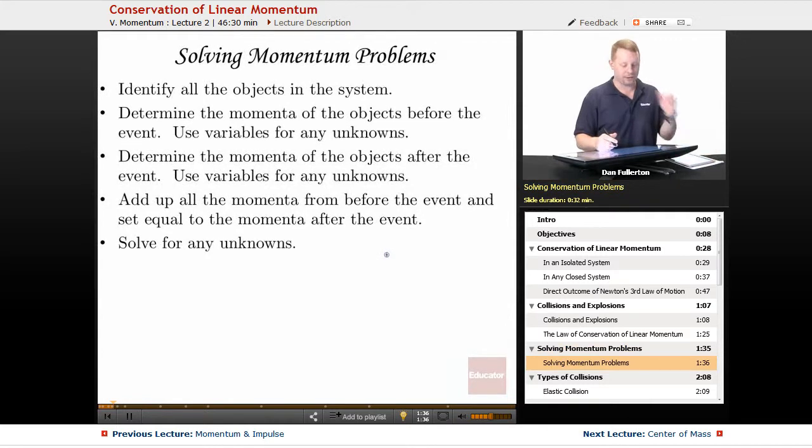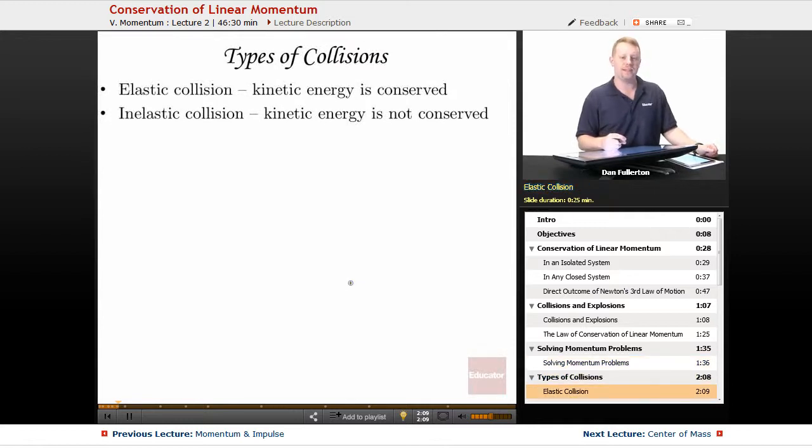So how do we solve momentum problems? First, identify all the objects in the system. Then determine the momenta of the objects before the event and use variables for any characteristics you don't know. Determine the momenta of the objects after the event, again using variables for anything you don't know. Add up all the momenta from before the event and all the momenta after the event and set them equal to each other. The law of conservation of linear momentum says they have to be equal, and then you can solve for any unknowns.